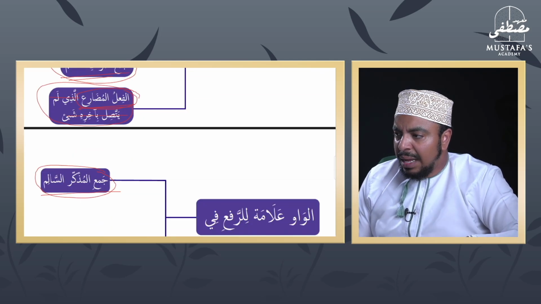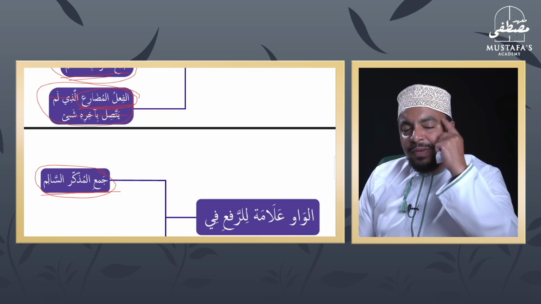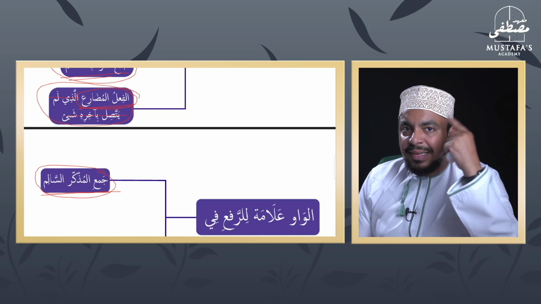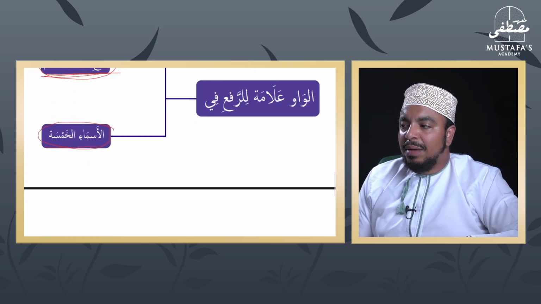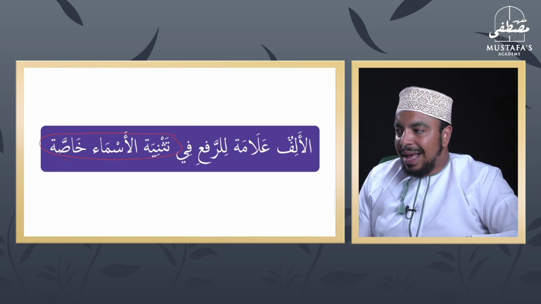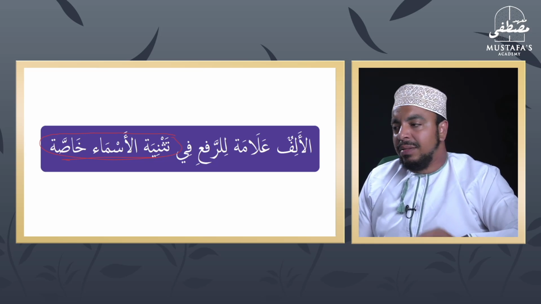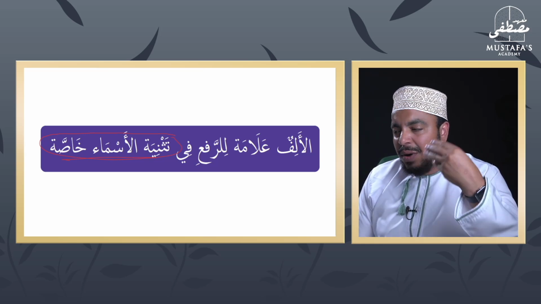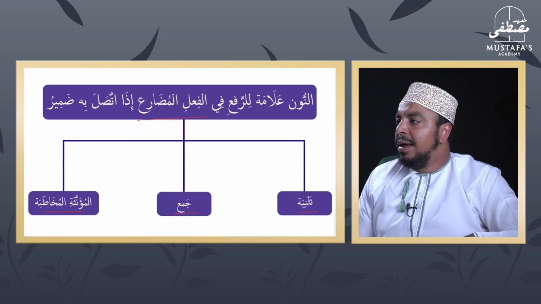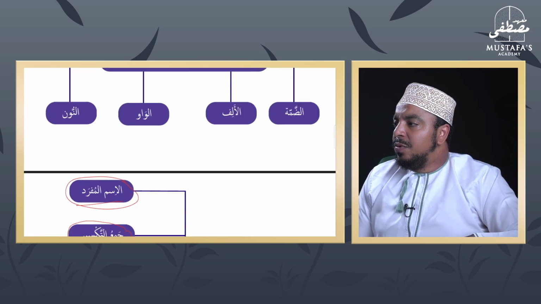Okay. جمع المذكر السالم. I mixed between فعل المضارع and فعل ماضي, past tense and present tense. That's why. And جمع المذكر السالم and الأسماء الخمسة and الأفعال الخمسة and التثنية مثنى. These are the ones that you will constantly be hearing coming every now and then. Is that very clear? Now, where did we stop last?